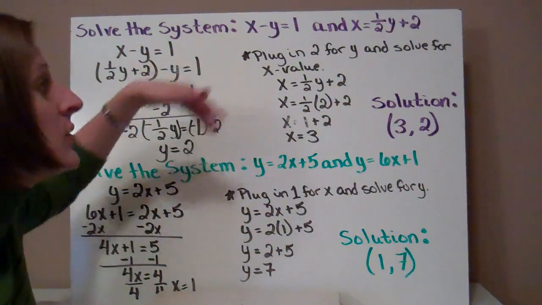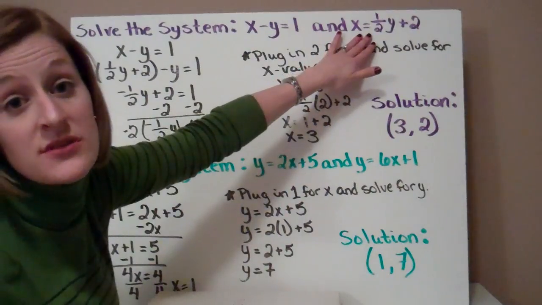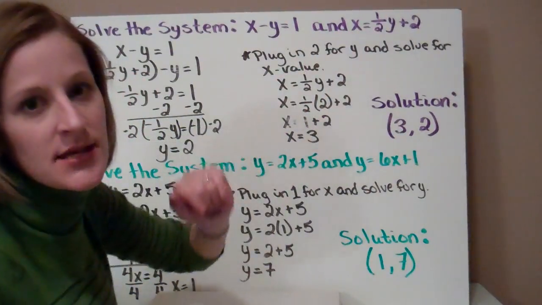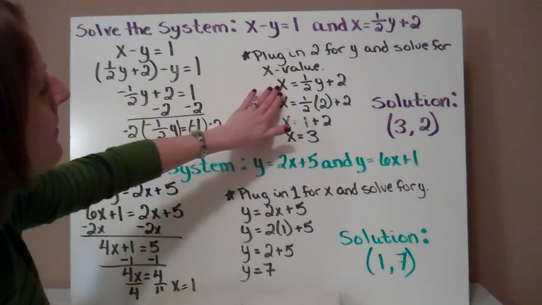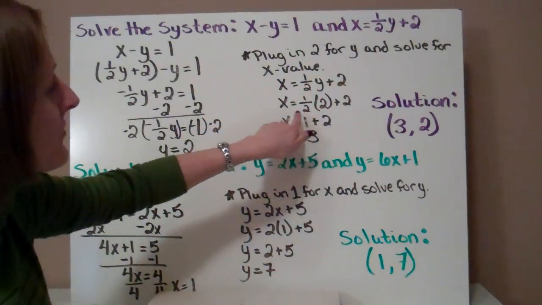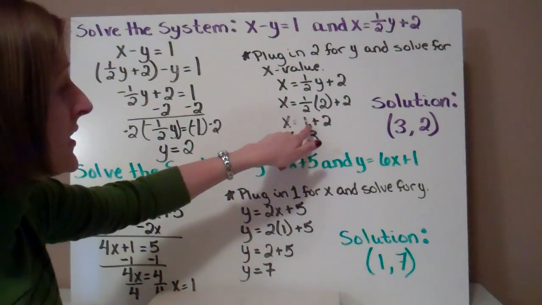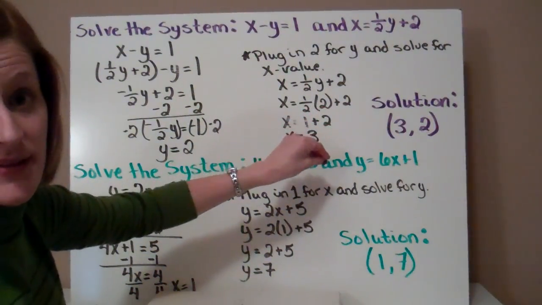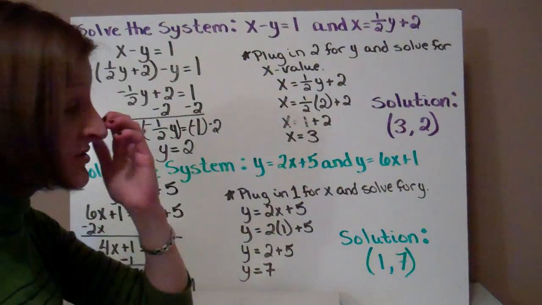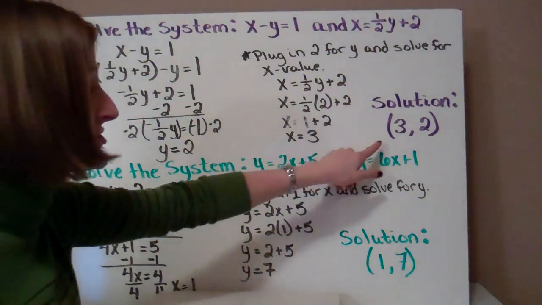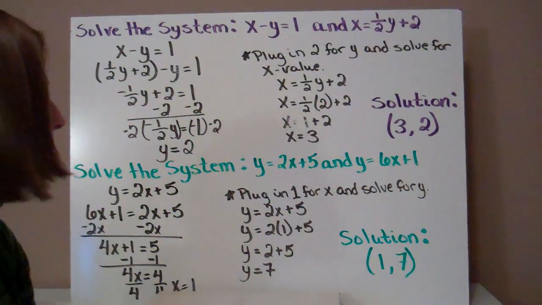Take my y value. Either equation doesn't matter. Since this is an x equals, solving for x, I'm going to use the second equation. Make it a little easier on myself. So, I plug in 2 for y. I get 1/2 times 2 plus 2. 1/2 times 2 is 1, and 2 and 1 added together gives you 3. So my x value is 3. So my solution is, remember, x is written first, so it's 3, 2 is my solution for that system.